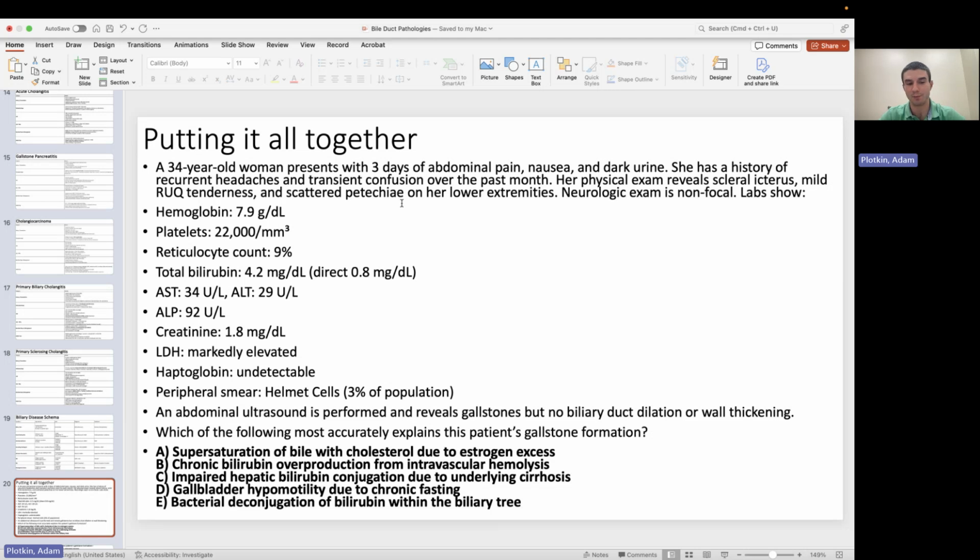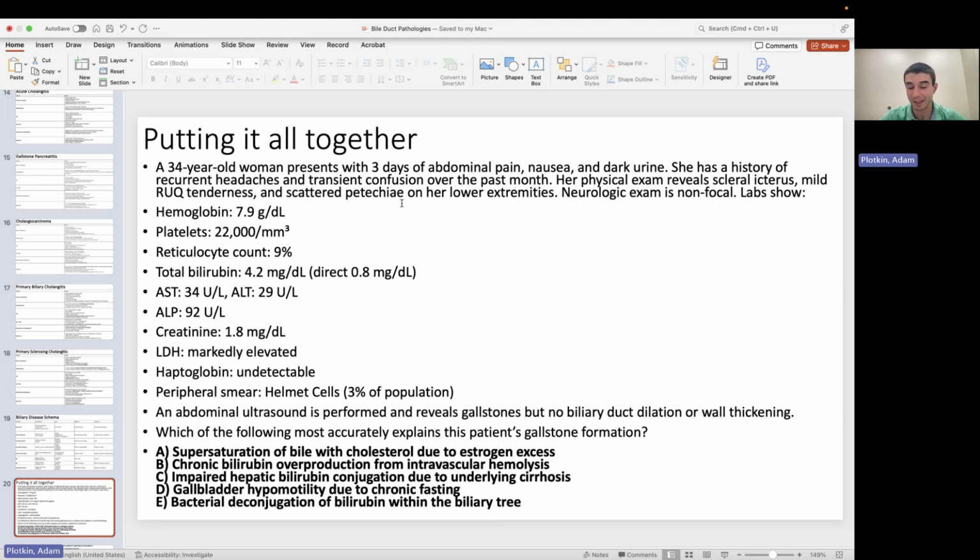Her labs show a hemoglobin of 7.9, platelets of 22, reticulocyte count of 9, total bilirubin of 4.2, AST 34, ALT 29, ALP 92, creatinine 1.8. The LDH is markedly elevated. The haptoglobin is undetectable. On peripheral smear, we see 3% of the cells are helmet cells. An abdominal ultrasound is performed and reveals gallstones, but no biliary duct dilation or wall thickening.